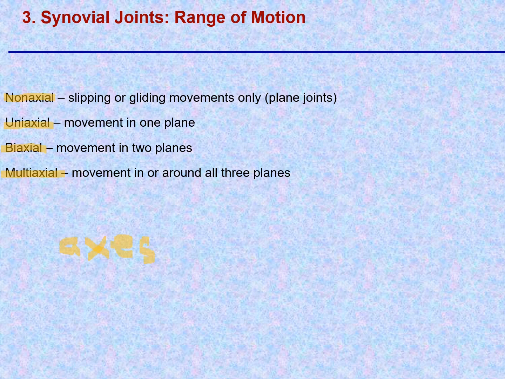The axes are the different directions determined by the 3 planes. So non-axial is just slipping, gliding. Uniaxial is in one plane. It could be any of the planes that I described. One plane. Bi is 2, and multi is all 3. At the shoulder synovial joint, it would be in all 3 directions.